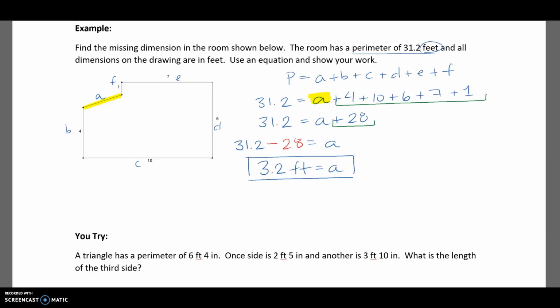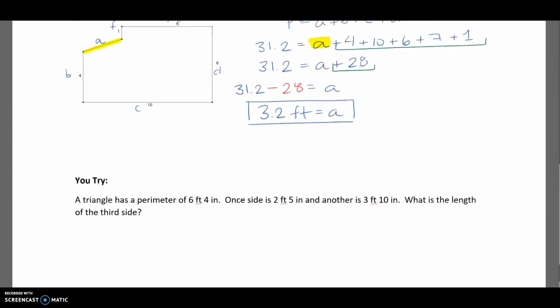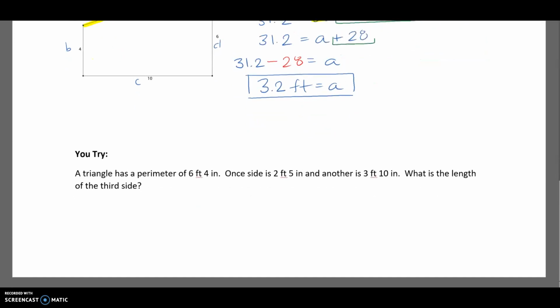Again, we followed that same general rule. To move the terms from one side of the equals to the other, we performed the opposite operation. Take a moment and try the next question on your own, and then check your answer.